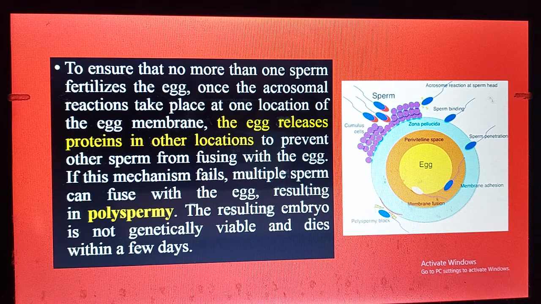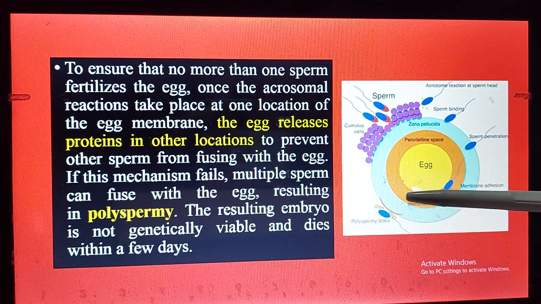Once the acrosomal reaction takes place at one location of the egg membrane, as you can see here, when the sperm comes and attaches with the zona pellucida, the acrosomal reaction occurs. When the nucleus of the sperm, or the head of the sperm, enters into the egg, then what will happen? To prevent other sperms from fusing with the egg, the egg releases protein in other locations.